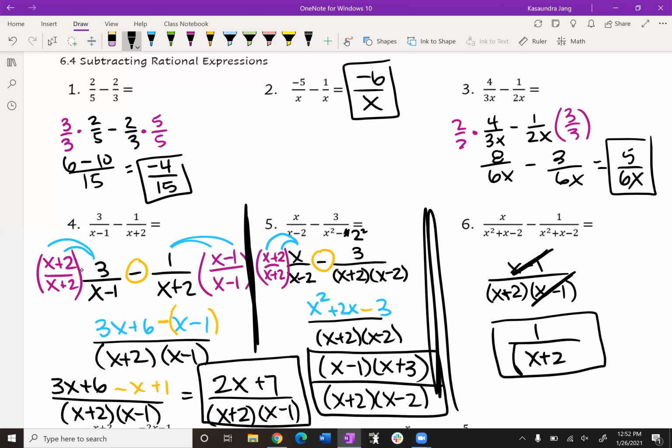If you put parentheses around here, it's not wrong. You're fine if you put parentheses. It's not necessary, though, because there's nothing multiplied outside of those parentheses. I don't really need them in this case. Nice, you guys.